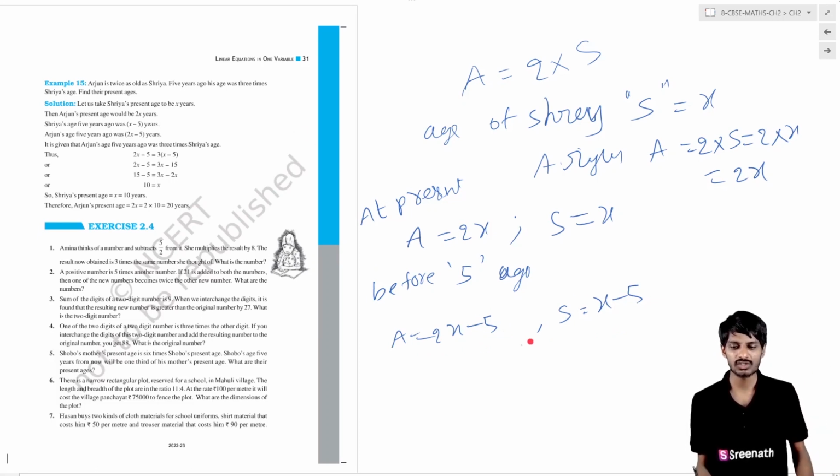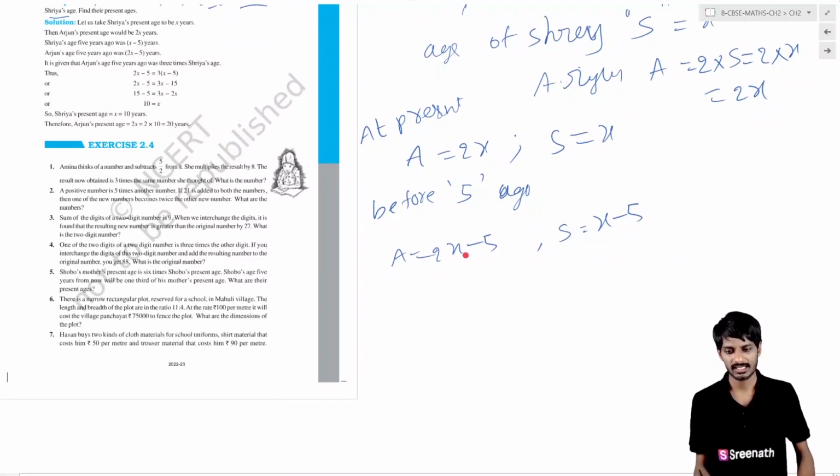But what is the relation between Arjun and Shreya? What is the relation between the age of Arjun and Shreya? Here he has given that 5 years ago his age was 3 times whose age? His age was 3 times Shreya's age. 5 years ago, his means Arjun's. 5 years ago Arjun's age was thrice Shreya's age. Okay, Arjun's age was equal to thrice Shreya's age.